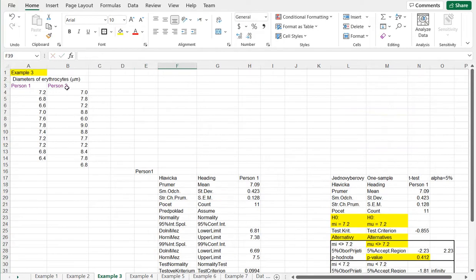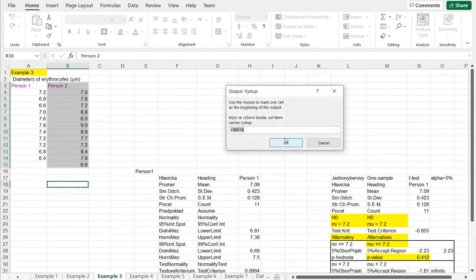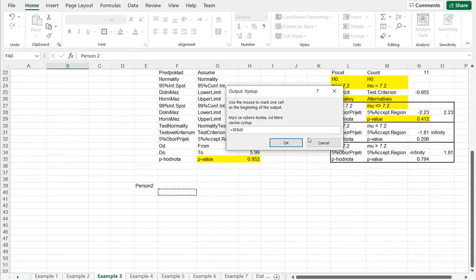Okay, and this is just for it to look fancy and understandable. So Control Shift, we highlighted person 2. We already did normality for person 1. We're gonna do it for person 2 now. Control Shift S. Yes, the header's at 3. We'll put the output over here.